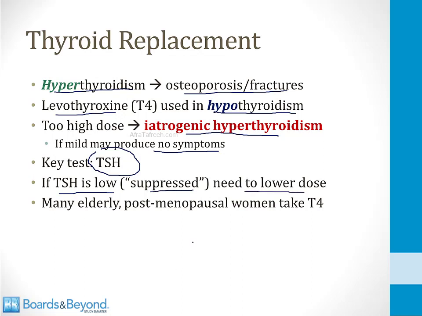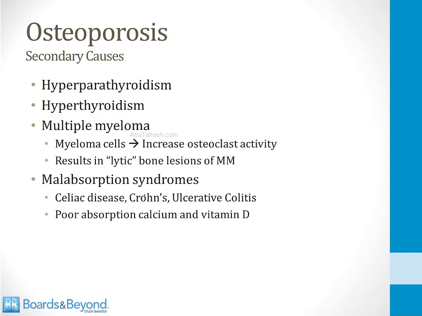And this is a big problem because many elderly postmenopausal women take T4 for hypothyroidism, and if it's not dosed appropriately, it will accelerate bone loss. There are also a number of diseases associated with osteoporosis. So hyperparathyroidism can break down your bones and lead to osteoporosis. Hyperthyroidism, as I just discussed, leads to osteoporosis.